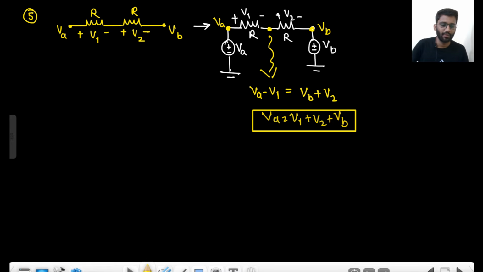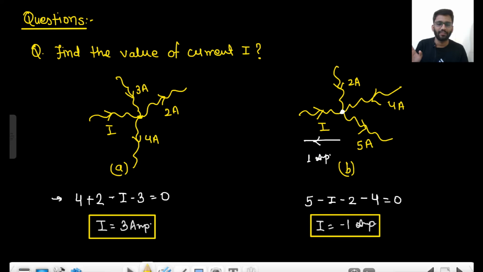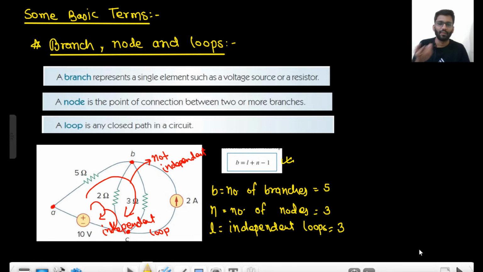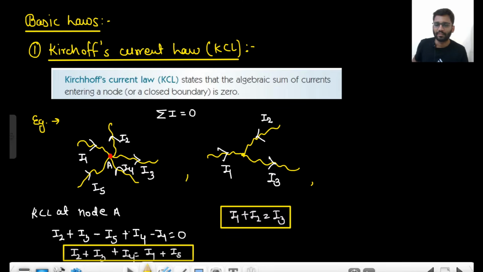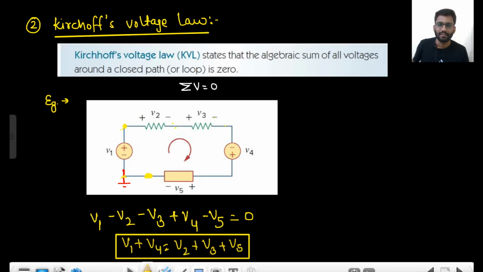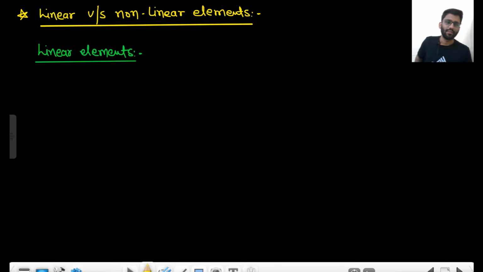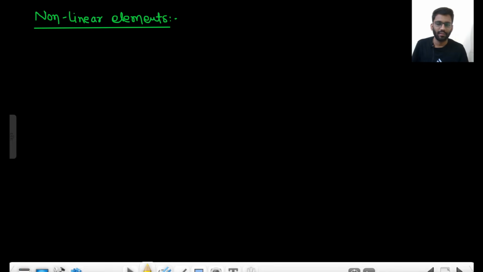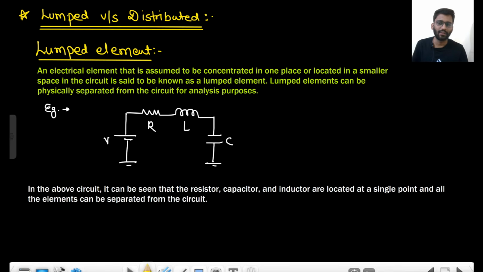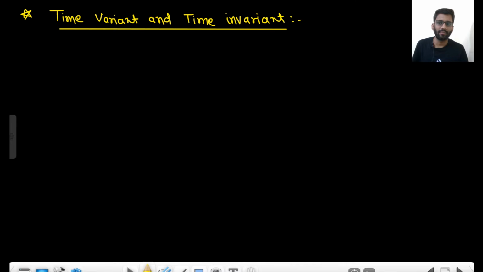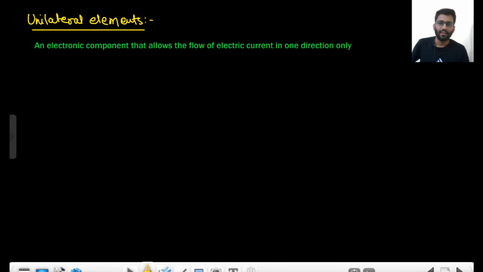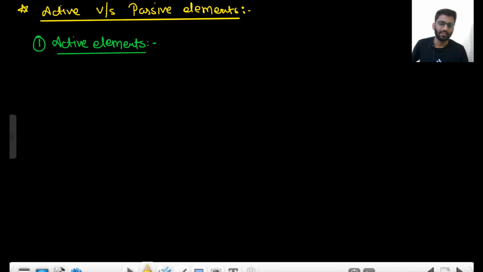So I hope you have understood the concept of KVL as well. So basically KCL, KVL we have studied, and then we just saw some basic terms of node, branches and everything. So this is what we covered in 15-16 minutes. Okay, now let's move on to the classification of elements. There are mainly 5 types. There can be many kinds of classification, but mainly these are: linear versus non-linear, active versus passive, lumped versus distributed, unilateral versus bilateral, and time variant versus time invariant. So these things we will study.